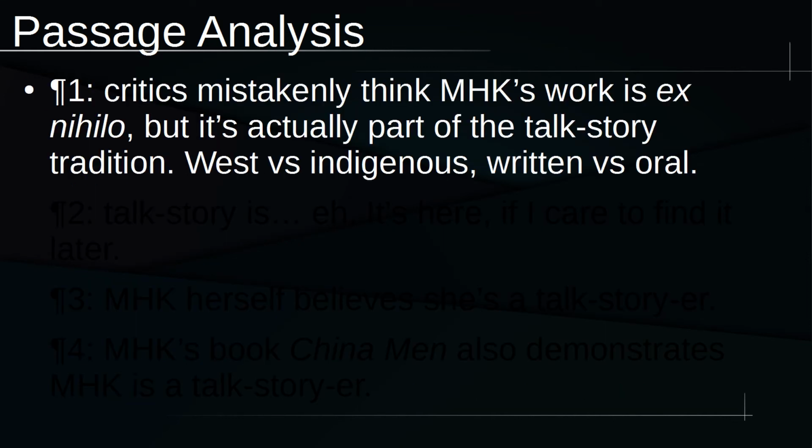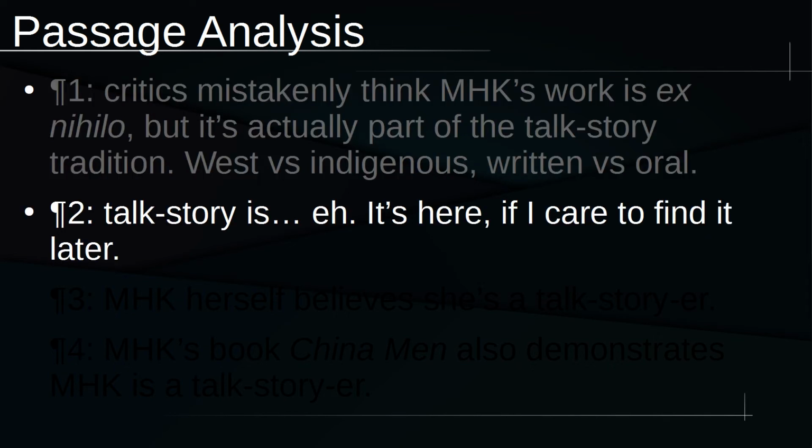And now let's hit an overall review of the passage going paragraph by paragraph. Starting with paragraph 1, this talks about how the critics mistakenly think MHK's work is ex nihilo, but it's actually part of the talk story tradition. So it introduces the West versus indigenous, written versus oral divide here. Paragraph 2 is about what talk story is, and I'm just going to stop. We know that those details are there if I care to find them, in terms of what talk story actually is, its history. This is where I'm going to look.